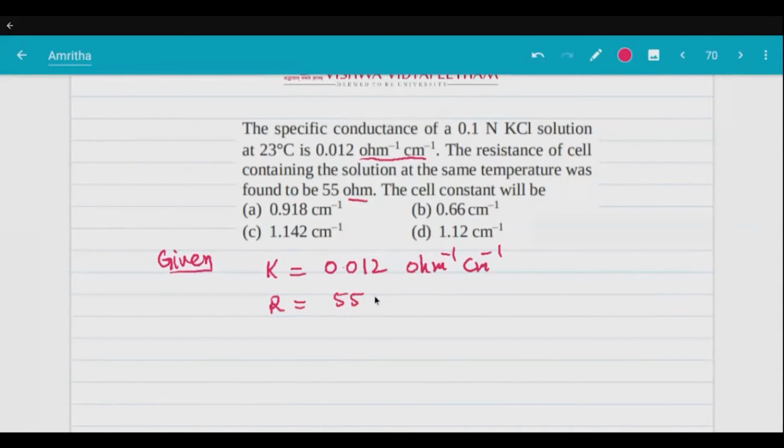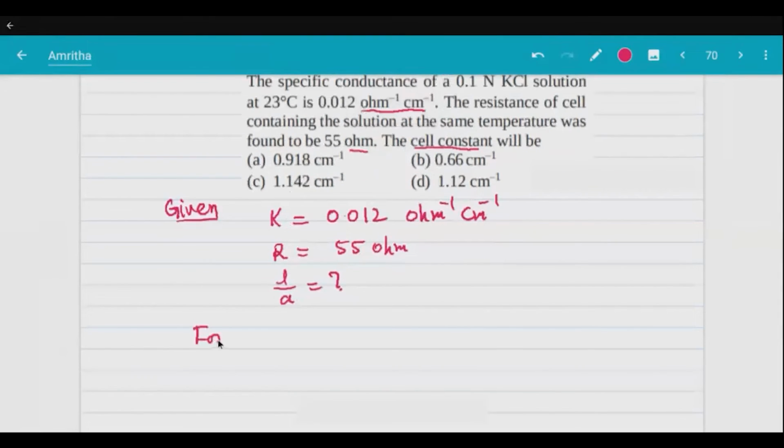Look at the unit too. What is cell constant? Cell constant, basically L by A, is how much? And what is the formula for this? Specific conductance is equal to 1 by R into L by A. So it is direct substitution now. L by A is equal to K into R. Very simple. And by looking at the units also, you can clearly get the idea, right? K into R.